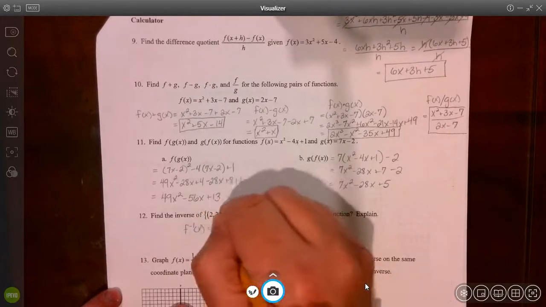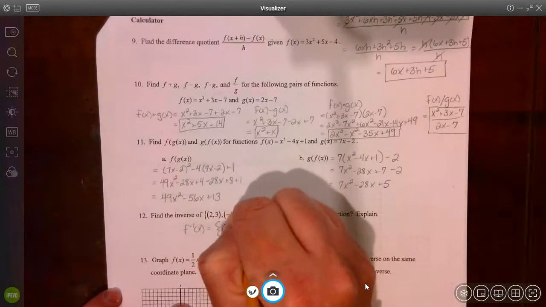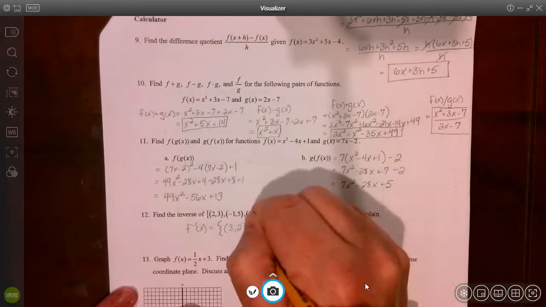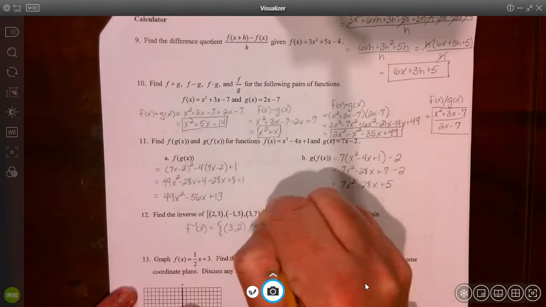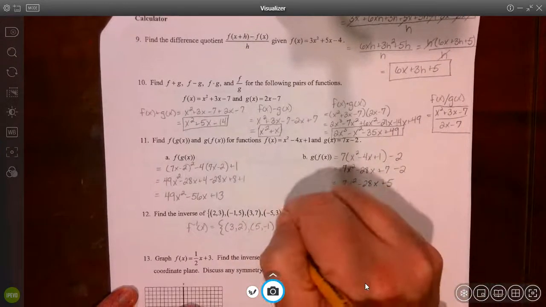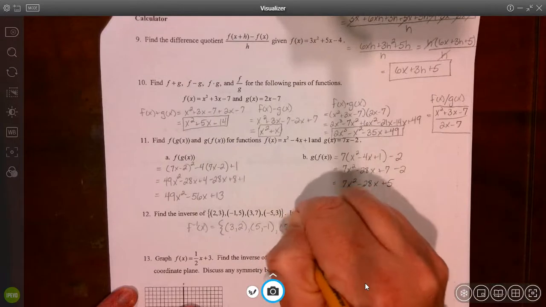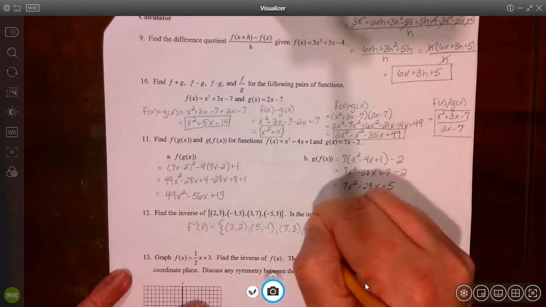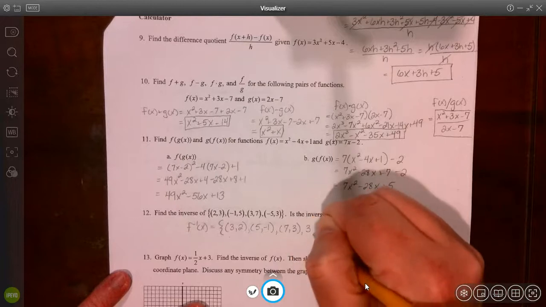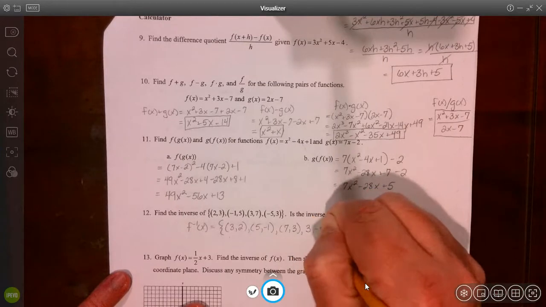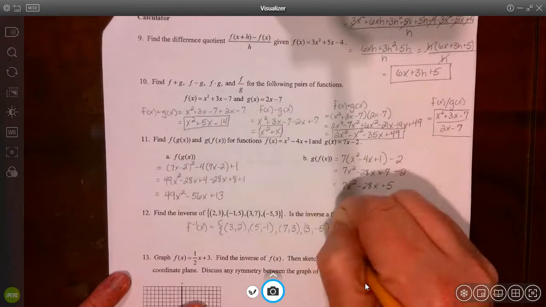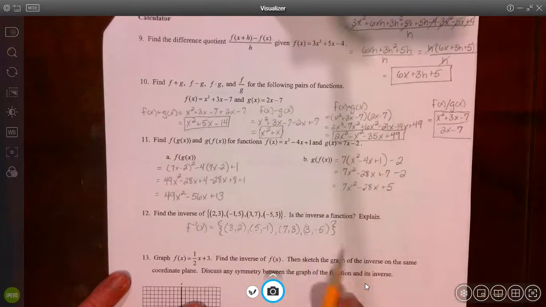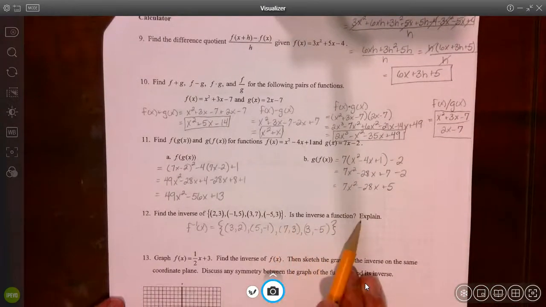So instead of (2, 3), I will have (3, 2). Instead of (-1, 5), I will have (5, -1). Instead of (3, 7), I will have (7, 3). And instead of (-5, 3), we will have (3, -5). So there's my inverse. And then it asks, is this inverse a function?